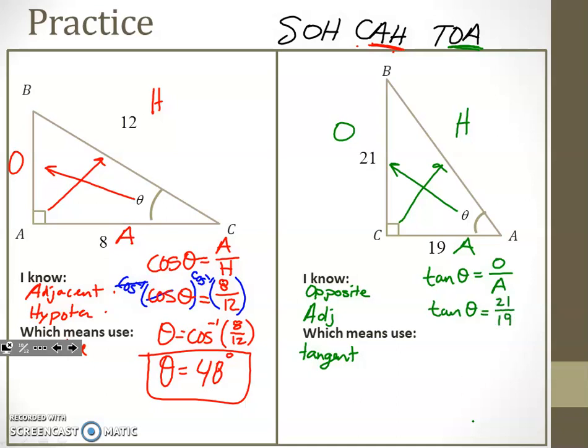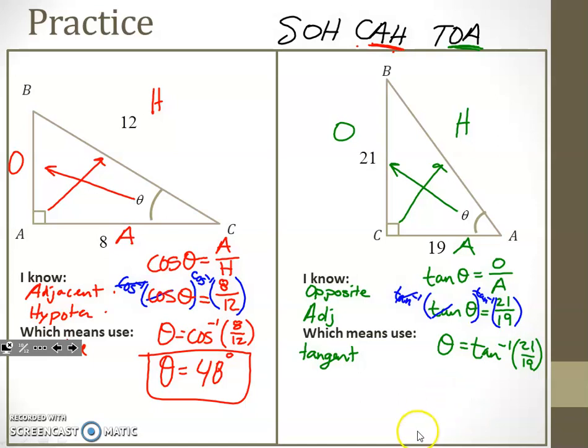My adjacent is 19. I've got to get rid of that tan, so I need to use its inverse function, tan -1. Cancel, cancel. I've got to do the same thing on this side, tan -1. So I've got theta equals tan -1 of 21 over 19.